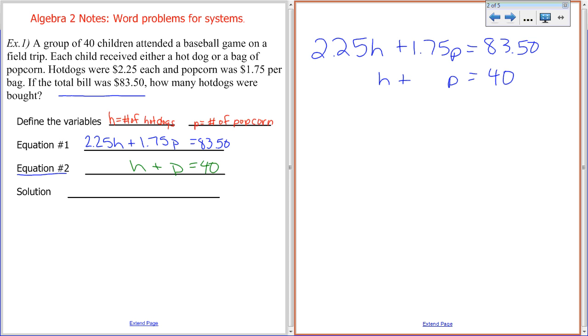I'm either going to multiply by negative 2.25 because then my H's will cancel out, or I'm going to multiply by negative 1.75 and my P's will cancel out.